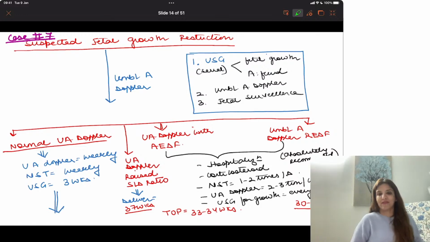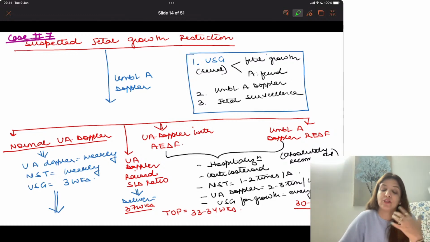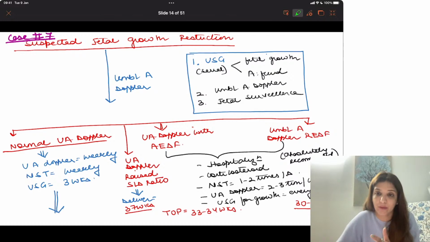Now, case number 7. Case number 7 is a suspected fetal growth restriction case. In a case of fetal growth restriction, the Doppler which you are going to do in order to know the prognosis of the patient is the umbilical artery Doppler. Along with umbilical artery Doppler, you are going to do serial ultrasounds in order to know the fetal growth as well as the amniotic fluid, because commonly fetal growth restriction is associated with oligohydramnios.